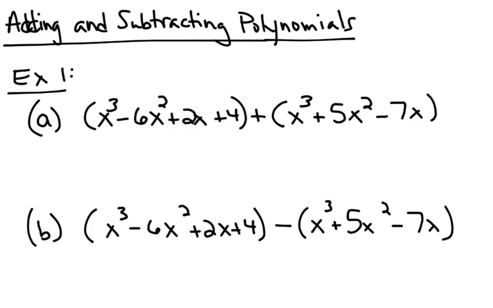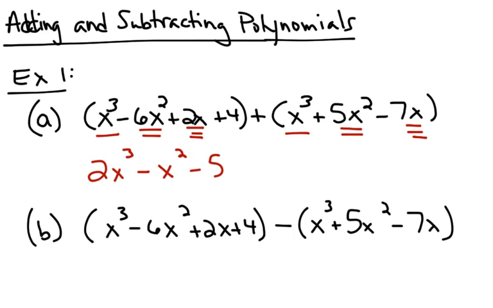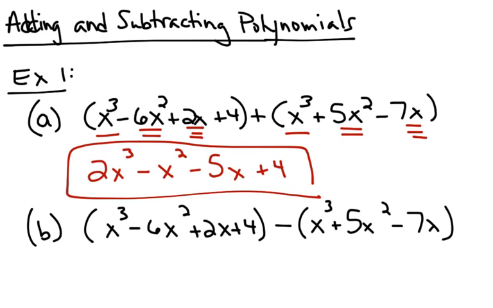When I used to teach Algebra 1, I would make the students underline the like terms. So x cubed and x cubed are like terms. When I add them, you get 2x cubed. Remember, adding and subtracting polynomials, you add and subtract the coefficients of the like terms. It changes nothing about the variable, or the exponents of the variables. I have a negative 6x squared and a 5x squared. When I add them, negative 6 plus 5 is negative 1x squared. I have a 2x and a negative 7x. 2 plus negative 7 is negative 5x. And then I have this plus 4 that I have nothing to do with, so I'm just going to tack it on at the end.